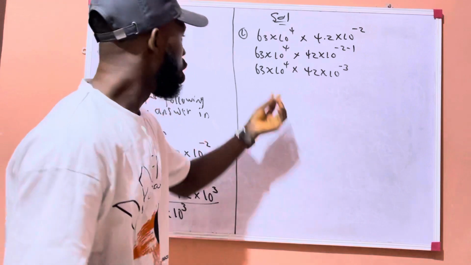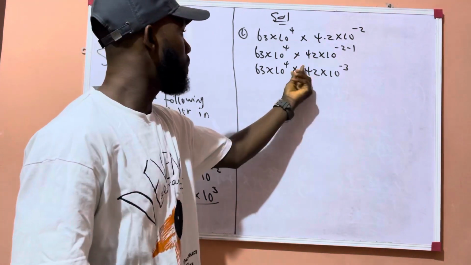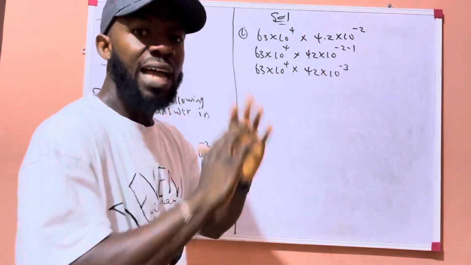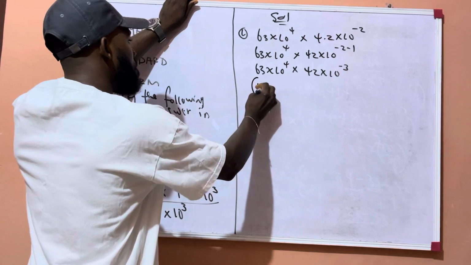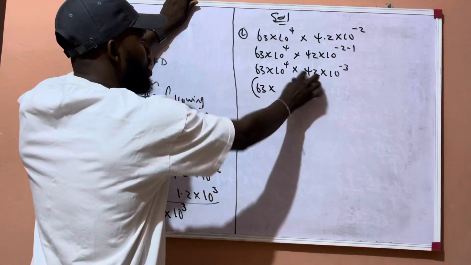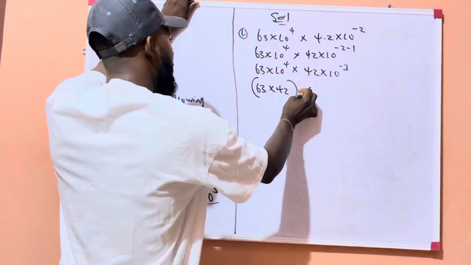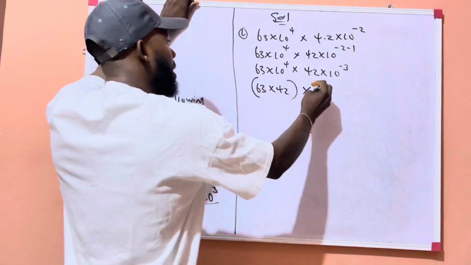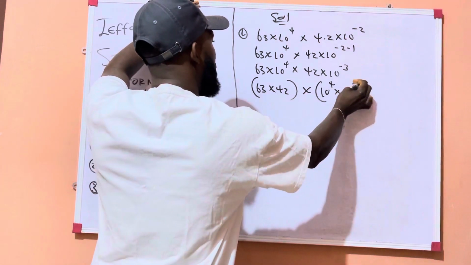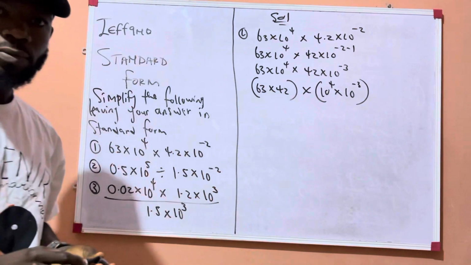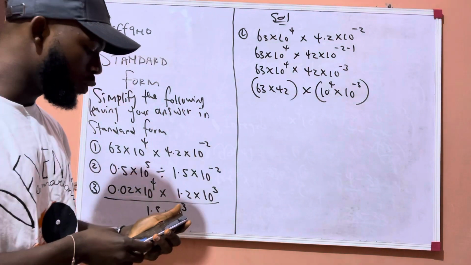Now what do we do? Number multiply number. Base 10 multiply base 10. It's as simple as that. Now grouping them in pairs, we have this. The first number here is 63 times, my next number here is 42, close your bracket, okay, times, in the next bracket, what do we have here? 10 raised to the power of 4 times 10 raised to the power of negative 3. Okay, now after grouping in pairs, what do we do next?